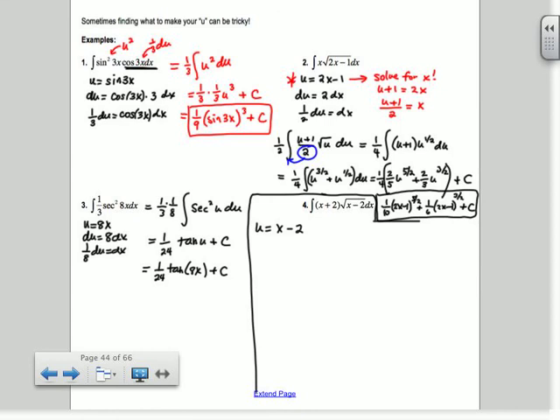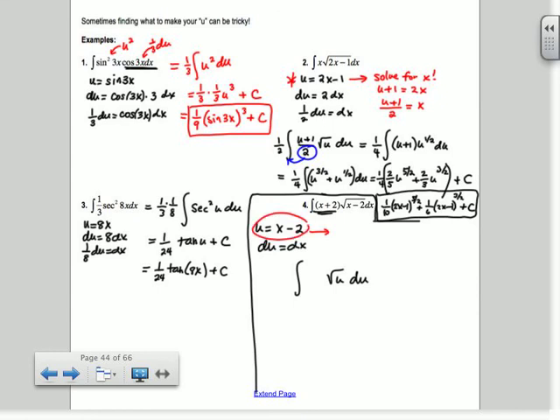So your final answer. You can't leave it as u. The 2 and 4 cancel or reduce, so you get 1/2. So 1/2 times 1/5, so 1/10. So it's 1/10 times 2x minus 1 to the 5/2 plus 1/4 times 2/3 is 1/6. So 1/6 times 2x minus 1 to the 3/2 plus c.